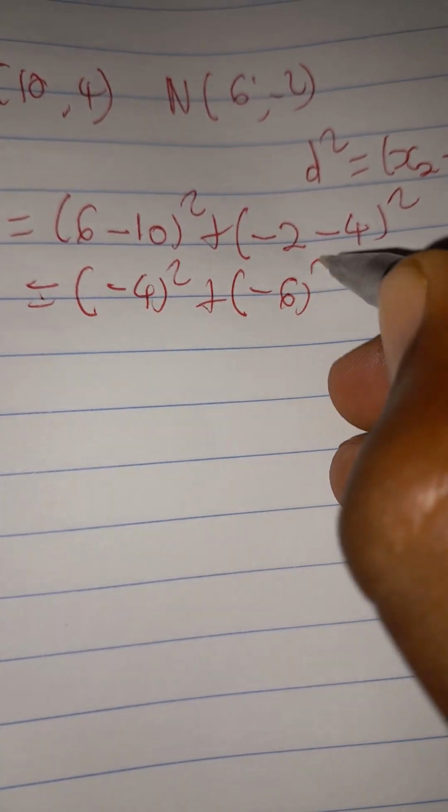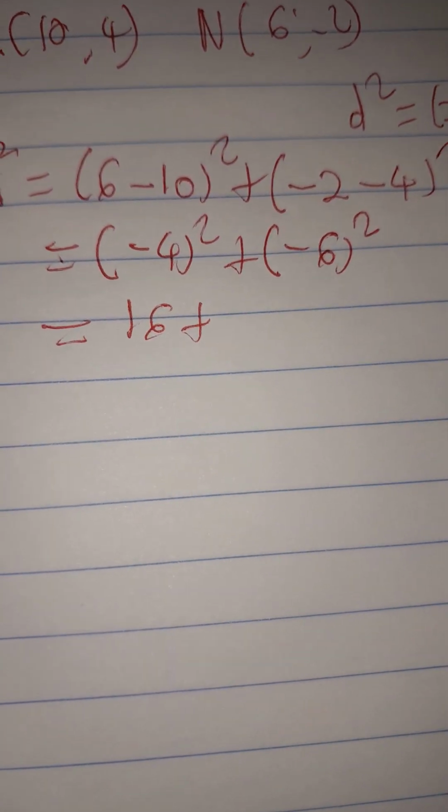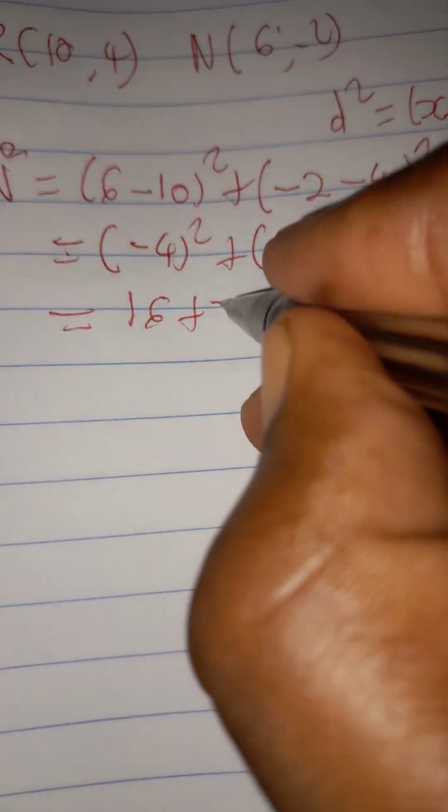So what is 6 minus 10? That will be minus 4 squared. So what is 2 minus 4? That will be minus 6. Okay, so what is 4 squared? 4 squared, that will be 16. So what is 6 squared? It's 36. Okay, so we have RN squared, don't forget.